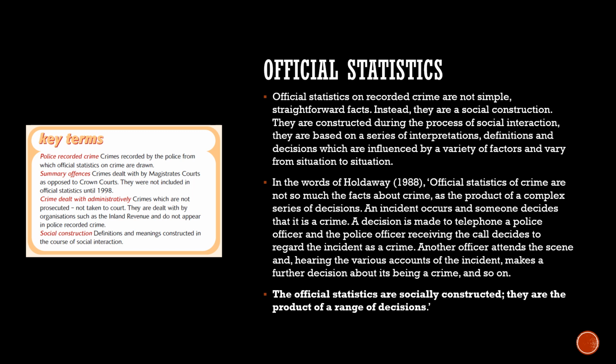From things like Marxist perspectives, they exclude corporate crime. A lot of corporate crimes are prosecuted by HMRC, for example, if it's tax evasion, or the Health and Safety Executive, if it's an accident at work and things like that. So there are a number of types of crime that are simply not included in official statistics.